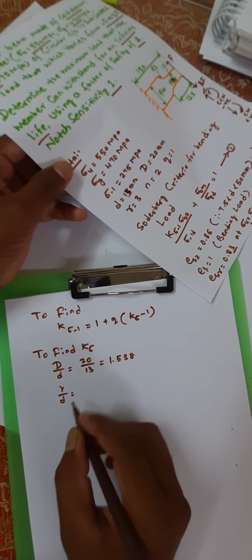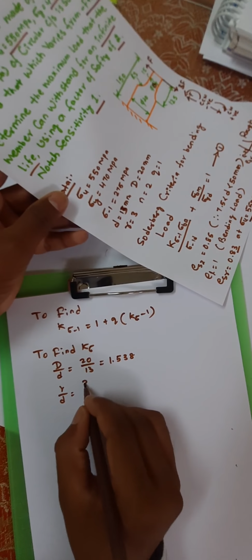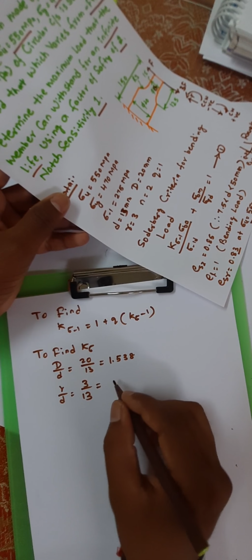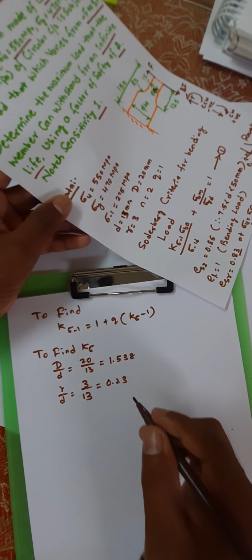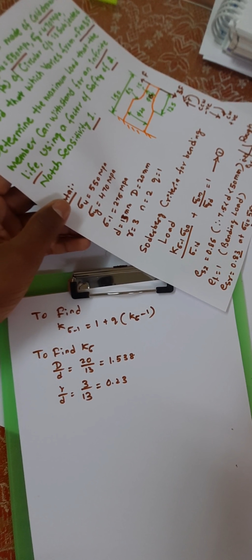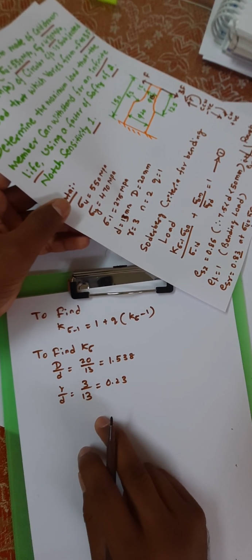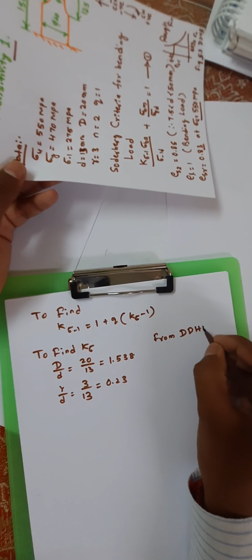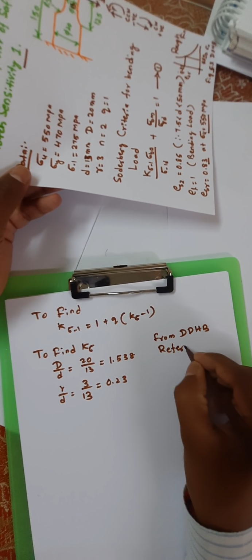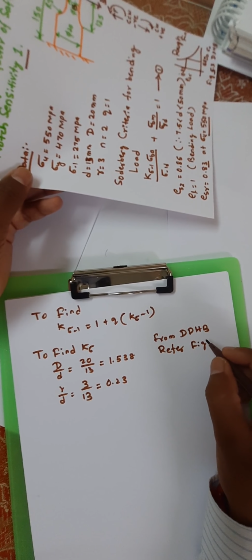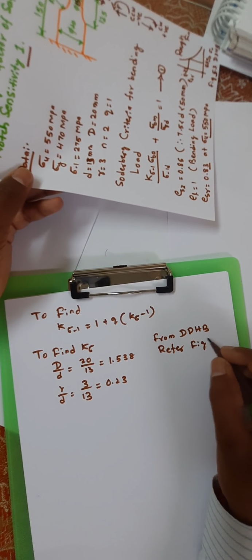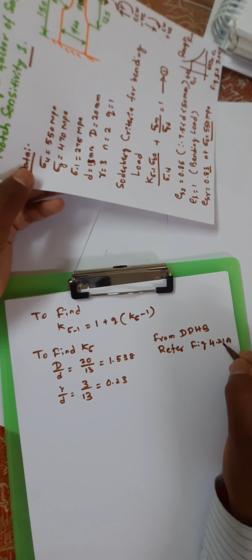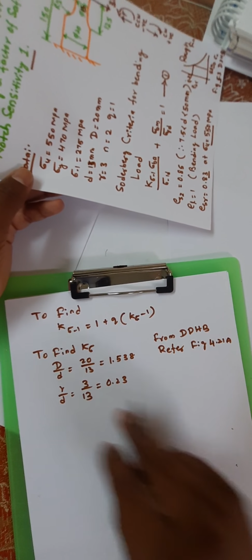If you simplify this, you will get 1.538. And then what is r by d? What is the radius of the fillet? Which is 3. So 3 by 13, which simplifies to 0.23. So this is the D by d as well as r by d ratio. From the design data handbook, refer to figure number 4.21a for the D by d and r by d ratio with respect to this condition.